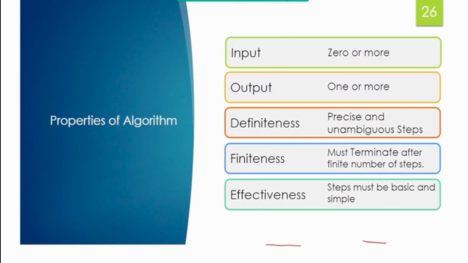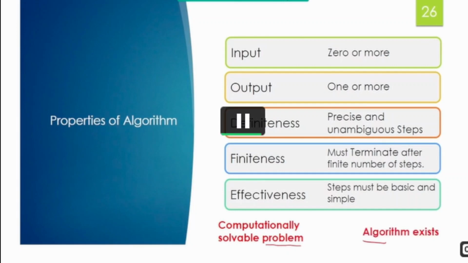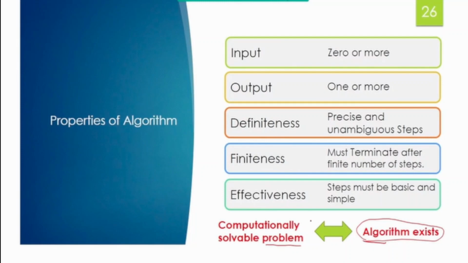One more important thing is that we said computationally solvable problem, and we are seeing the term algorithm, right? Now if you have a computationally solvable problem, that means you have an algorithm for that particular problem. Or conversely, if an algorithm exists, that means there must be a computationally solvable problem associated with that algorithm. So it's very important to understand, right?